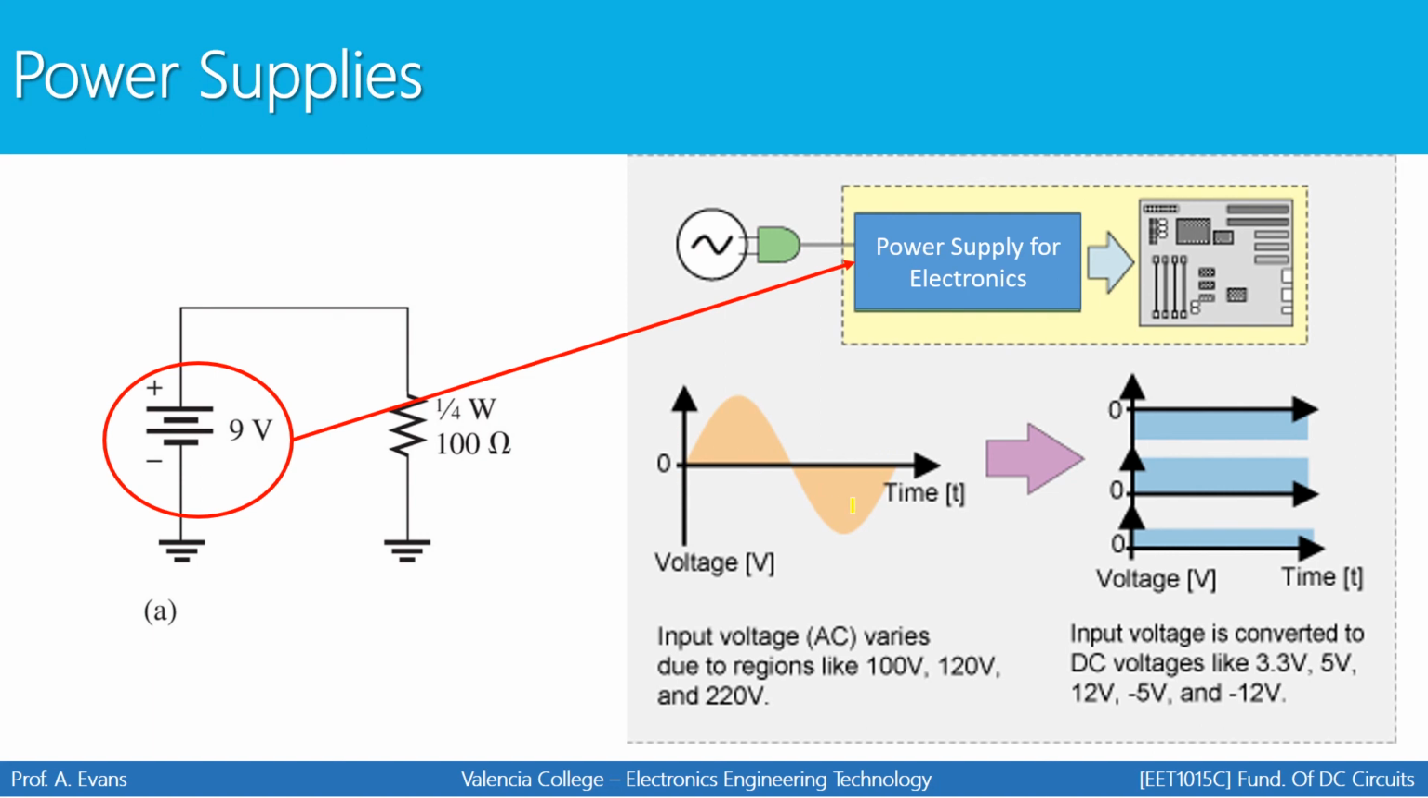The power supply will convert that alternating voltage to a DC voltage, a direct current voltage, something that is constant, like 3.3 volts or 5 volts or 12 volts or whatever voltage you need. Your power supply will plug into your wall, take that AC voltage, convert it to a DC voltage, and then allow you to supply that DC voltage to your circuit. So today we're going to talk a little bit about what those power supplies can do.